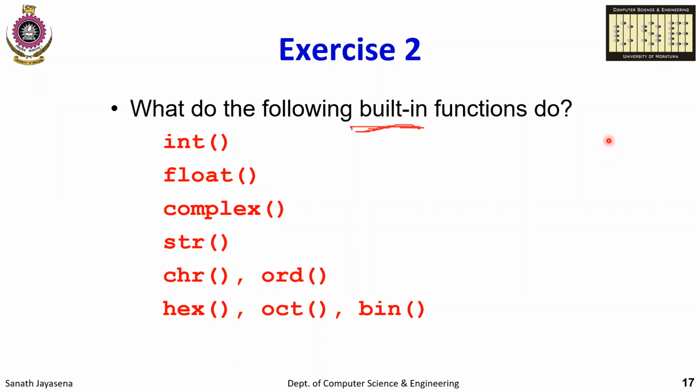Because we can also define our own functions. We will discuss that later. Any programming language would have the functionality that allows programmers to define their own functions, which we call subroutines. But at the same time, they also come with built-in functions. So here are some example built-in functions. What do they do? Find out.